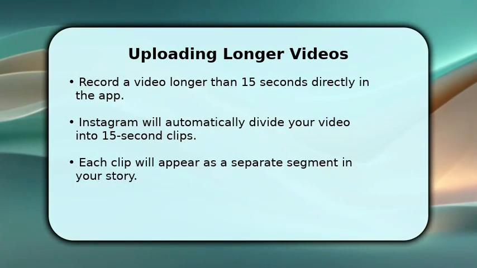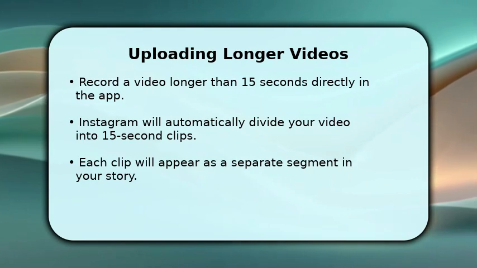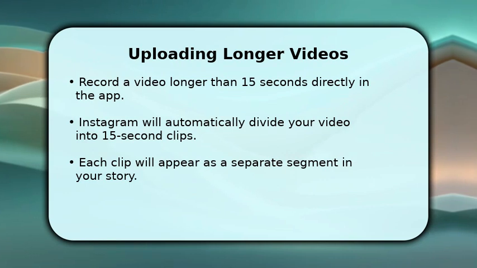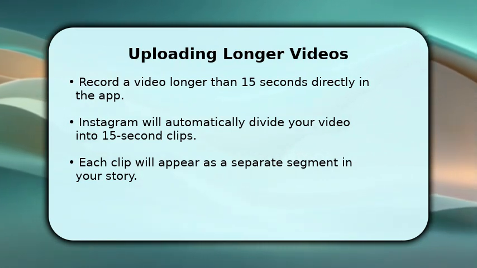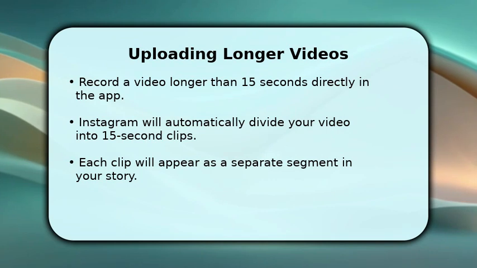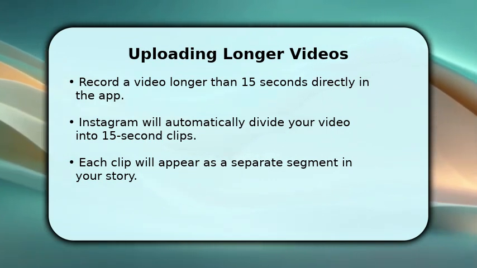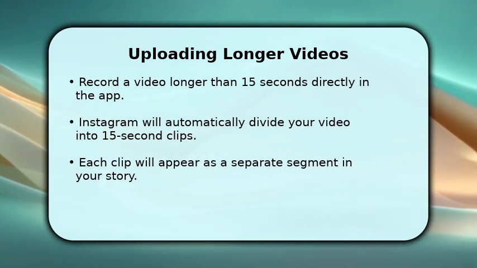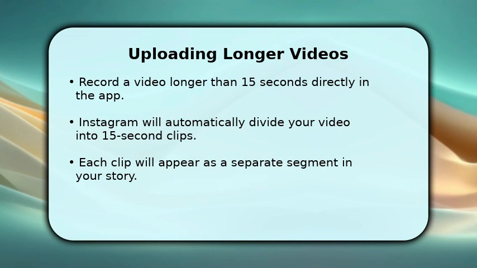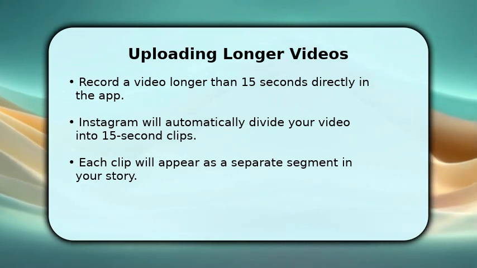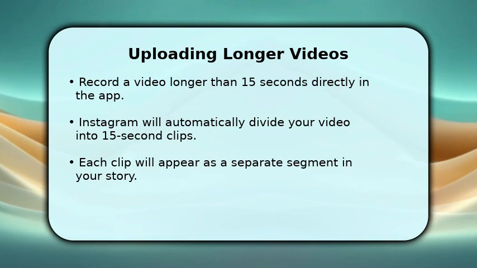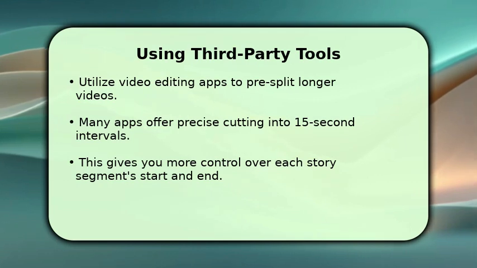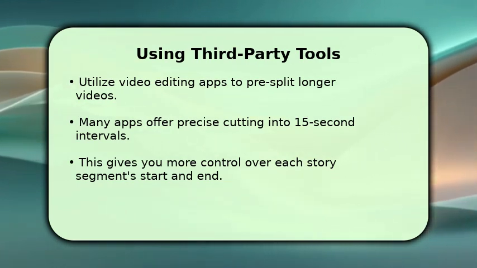To upload a longer video, simply record it directly within the Instagram story camera, or select a pre-recorded video from your gallery that exceeds 15 seconds. Instagram's smart algorithm will then automatically split your video into consecutive 15-second segments. This means your viewers can watch your entire message seamlessly, one segment after another, without you needing to manually edit anything. It's super convenient.